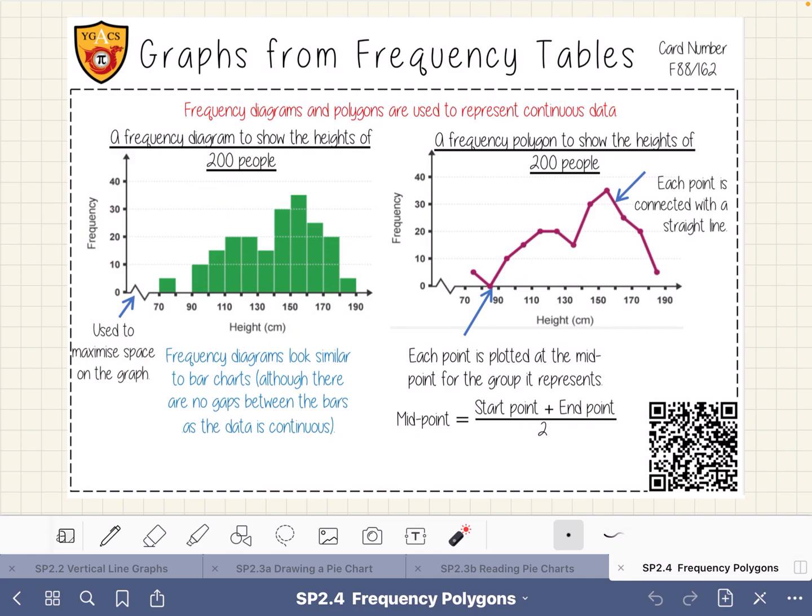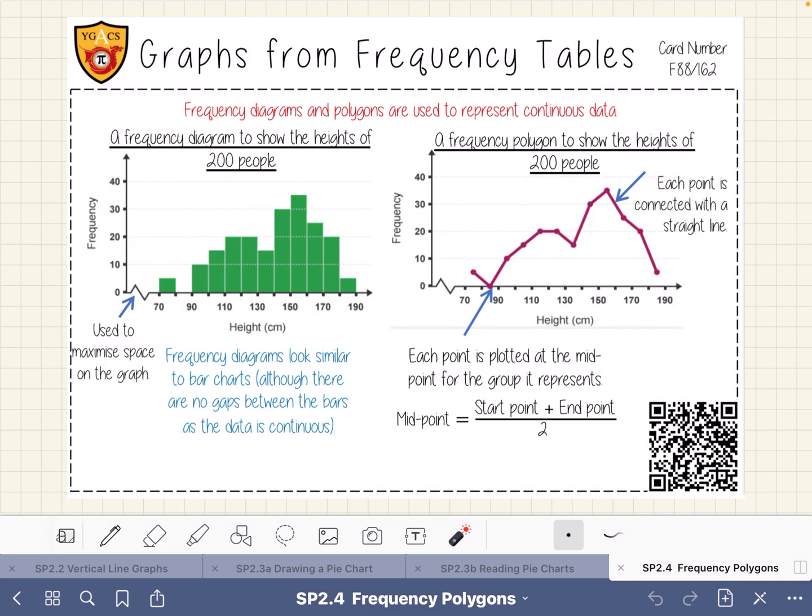Now, frequency polygons. This polygon represents the data we have here. However, you can see the midpoint of the group is plotted to represent it. So we can see 70 to 80, our point is at 75. 80 to 90, our point is at 85, and that continues. And straight lines are used to join up our dots.